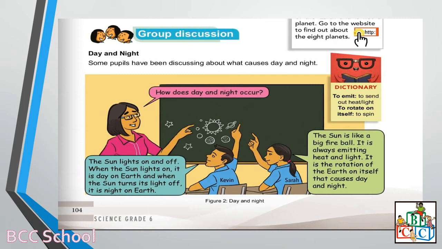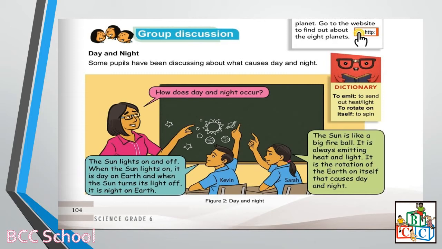The teacher asks, how does day and night occur? Kevin answers, the sun lights on and off. When the sun lights on, it is day on Earth, and when the sun turns its light off, it is night on Earth. The next pupil, Sarah, answers, the sun is like a big fireball. It is always emitting heat and light. It is the rotation of the Earth on itself that causes day and night.